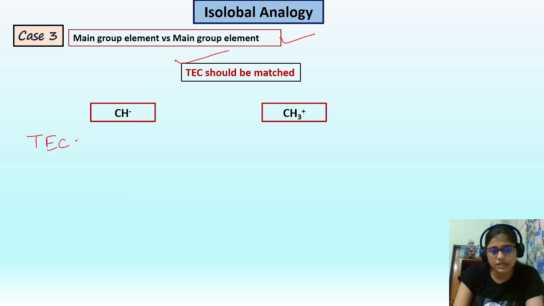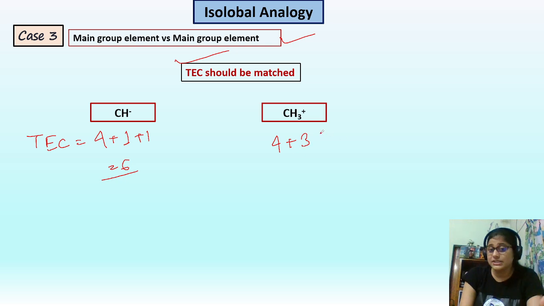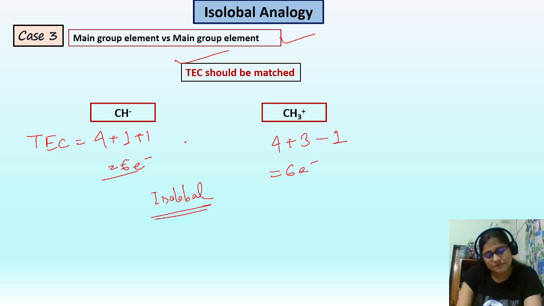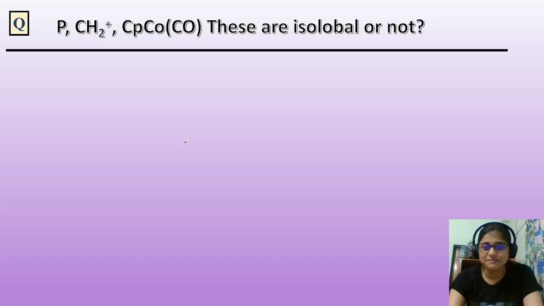Fine. Let's just find out 4 plus 1 plus 1. So it will be 6. And here 4 plus 3. A positive charge is there, so we have to subtract 1. So it will be 6. Again, 6 electron, 6 electron. Matched, TEC is matched, so it will be isolobal. Okay? Easy, right? You can solve it now.